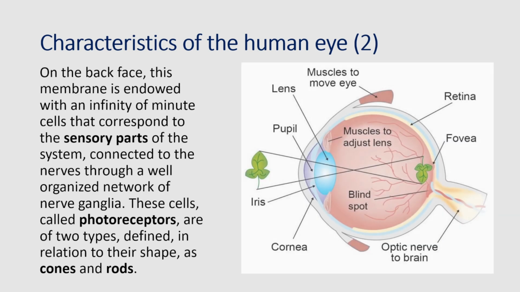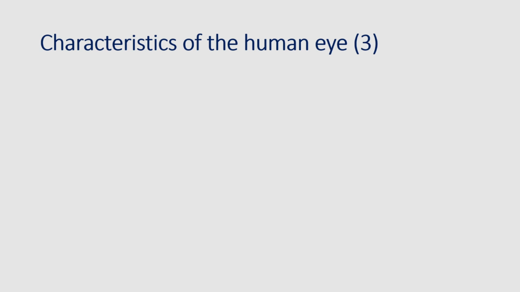Characteristics of the human eye. 2. On the back face, this membrane is endowed with an infinity of minute cells that correspond to the sensory parts of the system, connected to the nerves through a well-organized network of nerve ganglia. These cells, called photoreceptors, are of two types, defined, in relation to their shape, as cones and rods.